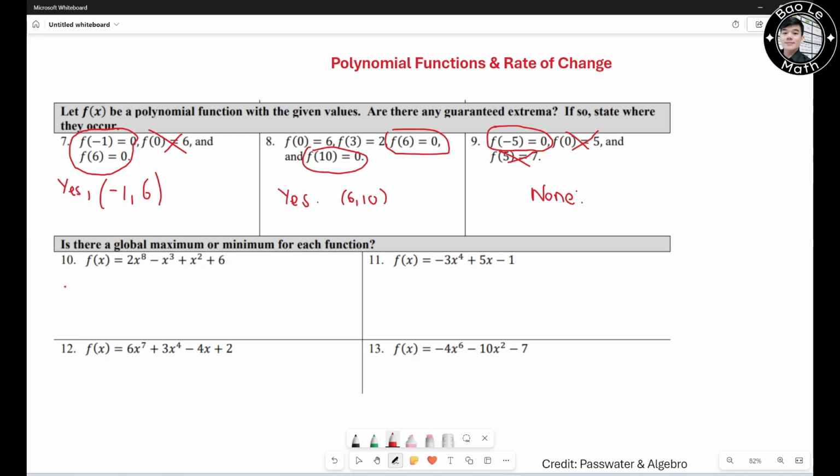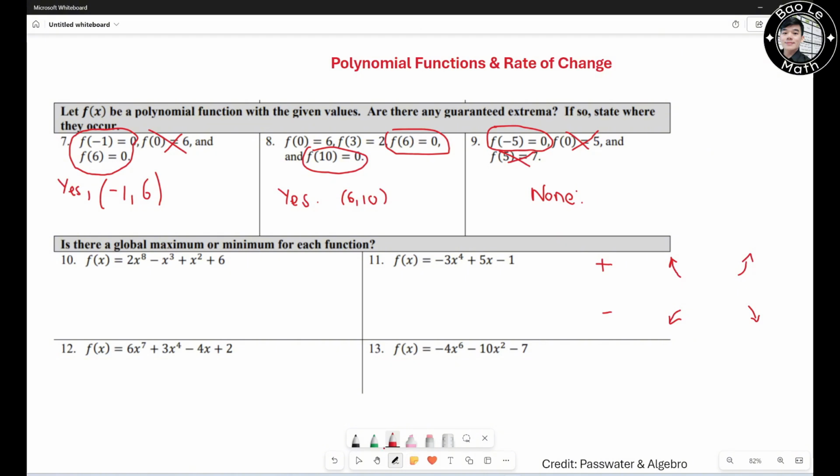Now let's move on to the next questions. Is there a global maximum or minimum for each function? The function must be even. And when the function is even, they have the same end behavior. If the leading coefficient is positive, the end behavior is going up like this. If the leading coefficient is negative, the end behavior is going down like this. And keep in mind they must have the same end behavior, either going up or going down.